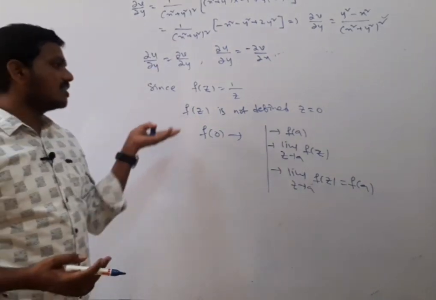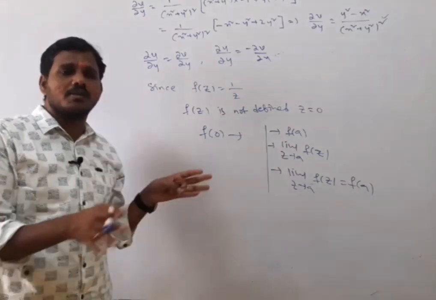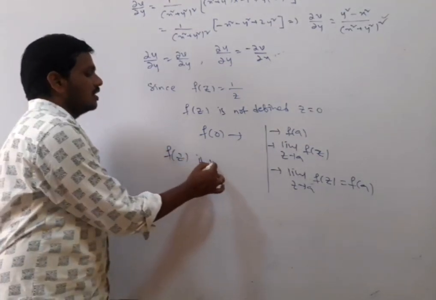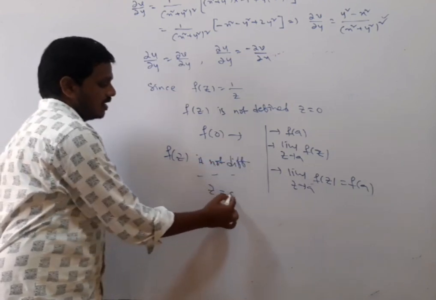Here f of z is not defined. Not defined means it is not continuous. If it is not continuous, we don't think about the differentiability. Therefore, f of z is not differentiable at z equals 0.